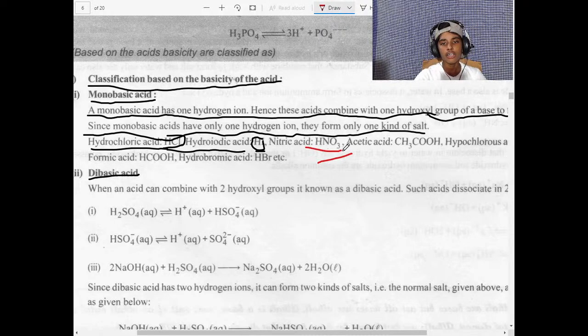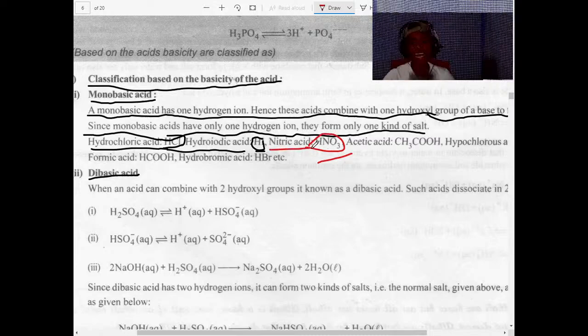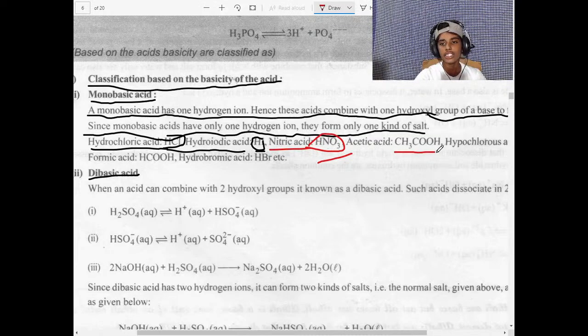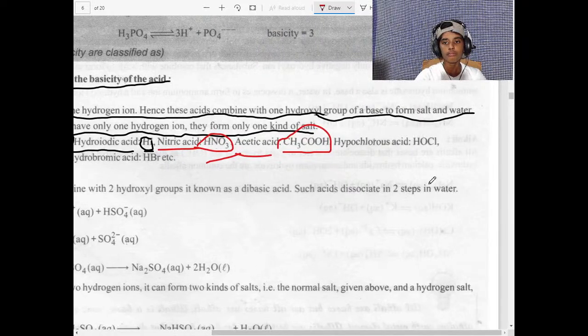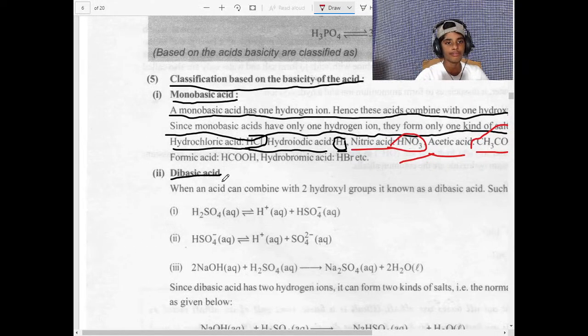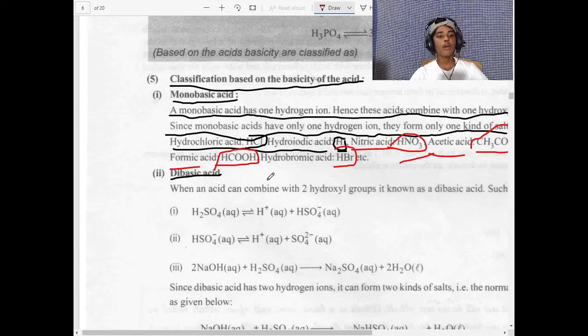HNO3 means nitric acid, and CH3COOH means acetic acid. HOCl means hypochlorous acid. HCOOH means formic acid. HBr means hydrobromic acid.